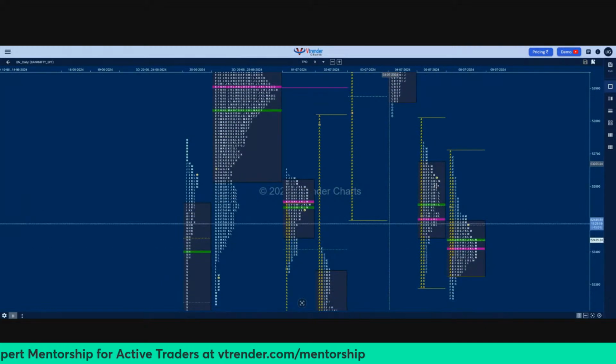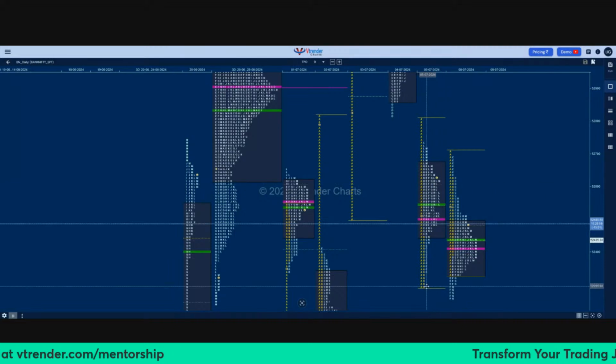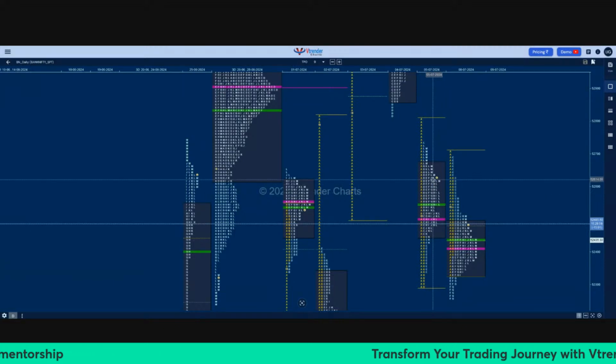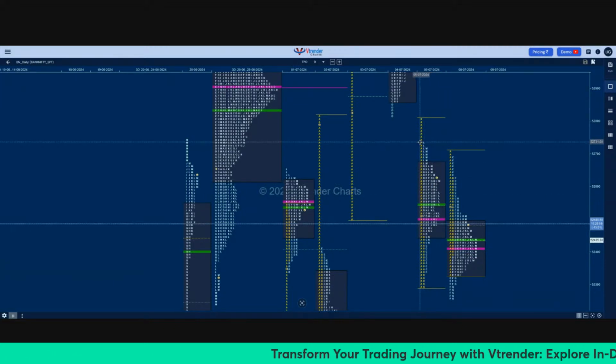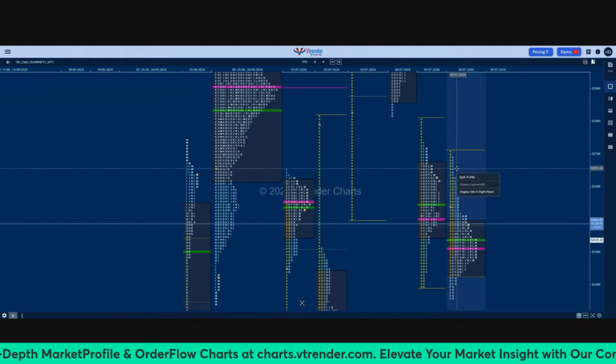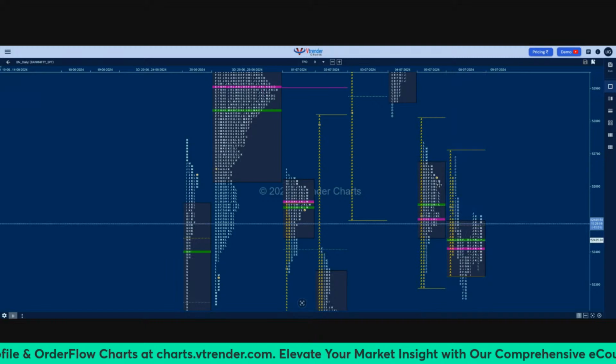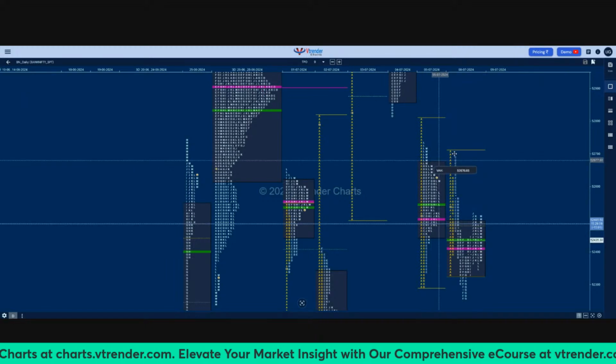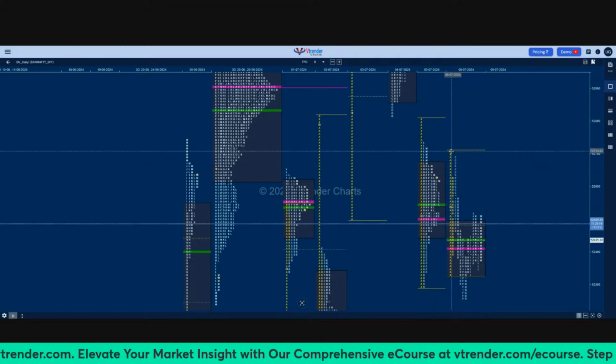But the other aspect of it was the seller was not able to make range extensions to the downside. So here again we have an initiative selling tail on Friday also, which will be the first reference for a supply selling zone to watch in the coming days. And today what we have done is we again made an attempt to get above this value, but we got rejected and we remained in the previous day's range almost all day.